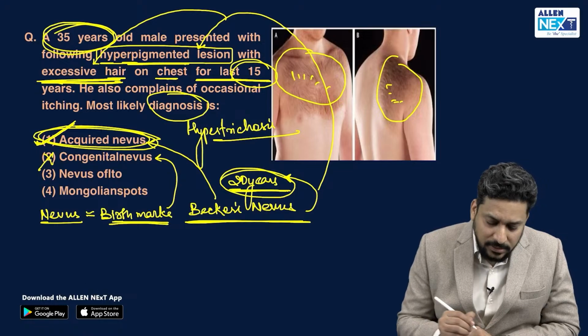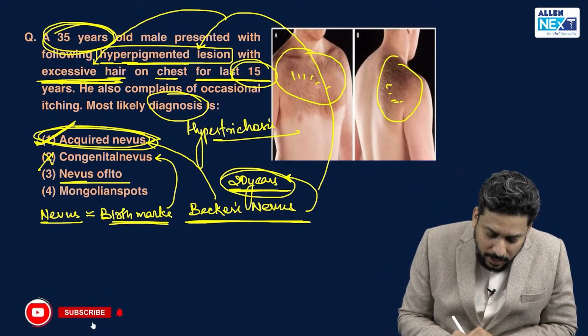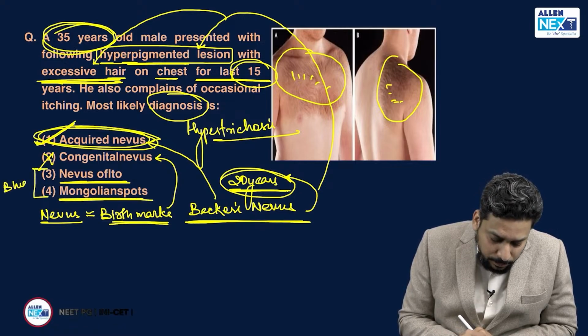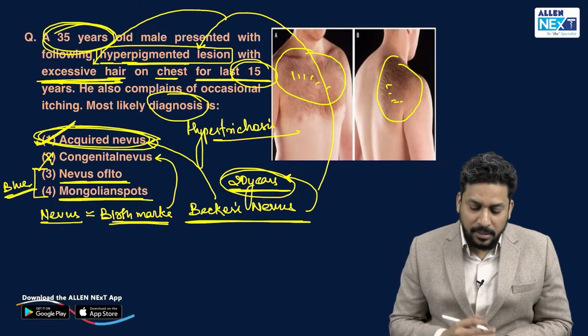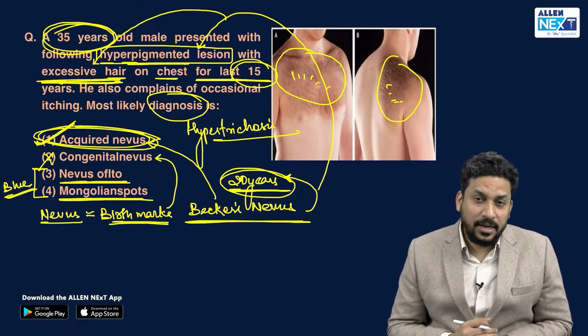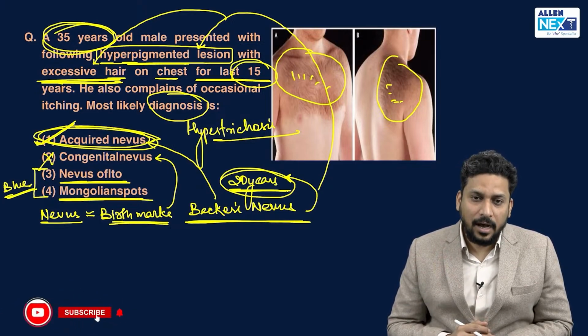So this becomes the answer here. This is acquired nevus. Nevus of Ota and Mongolian spot, both these present with bluish discoloration, blue colored lesions. So remember here there is hyperpigmentation and in the image it is brownish in color. So obviously these are also not the answer.